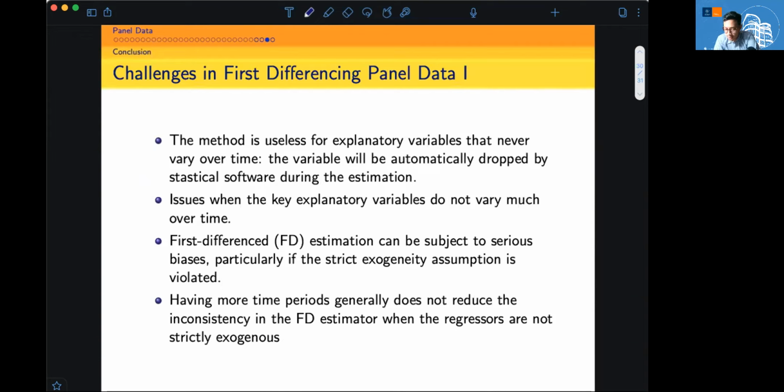However, there are challenges in using first differencing panel data. Again, the method is useless unless the explanatory variables vary over time. Okay. If it doesn't vary over time, Stata or other statistical software will acknowledge that. It's going to drop it right away. Okay, but just be mindful that it needs to vary over time. Now there are going to be issues when the key explanatory variable does not change over time.